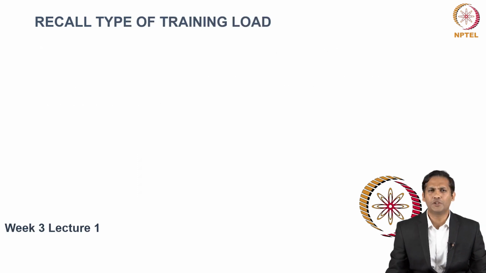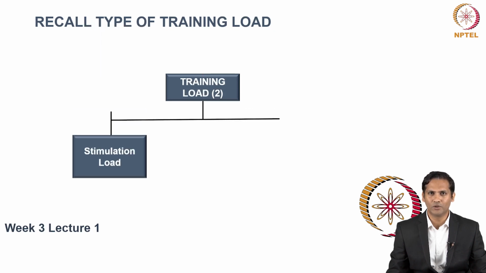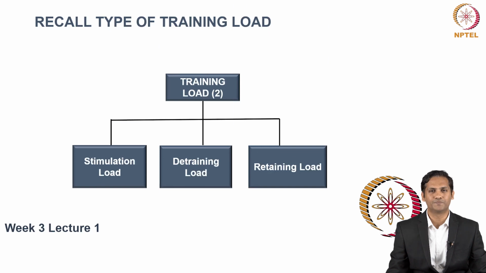Let's recall the different types of training load. There are 3 types of training load: a stimulating load, a detraining load, and a retaining load. A stimulating load is a training load which the athlete is not used to. It is a training load which is much higher compared to the previous session or previous week.